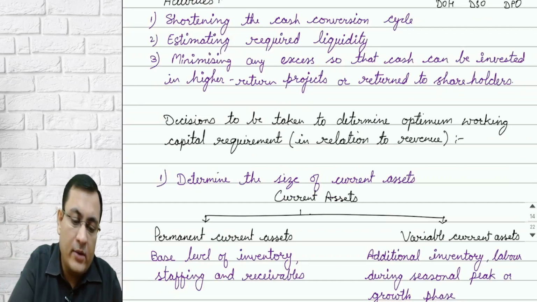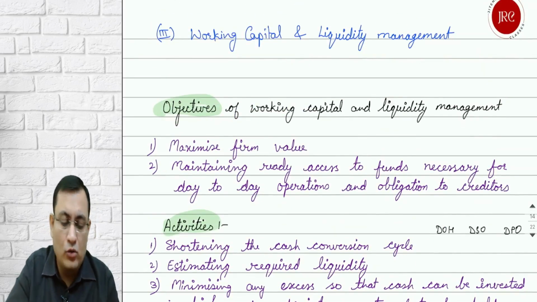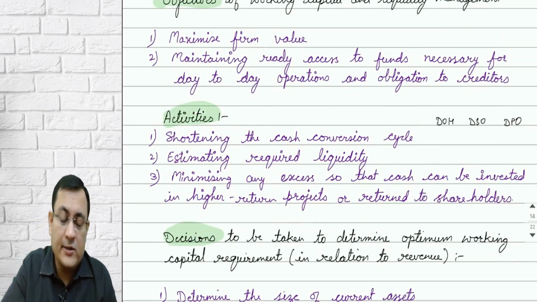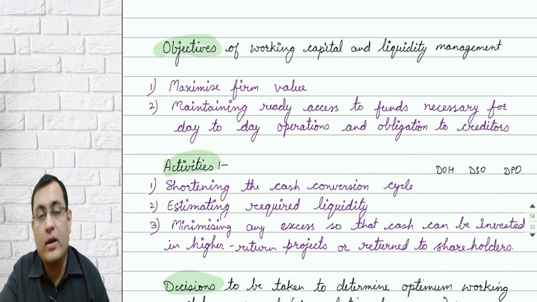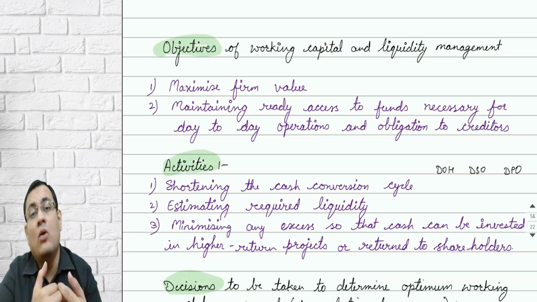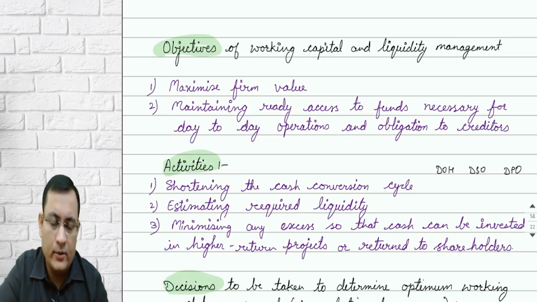So three things we are going to discuss first before going for the policies. First, what are the objectives, what activities we want to do, and what decisions we will be required to make. So first, the objectives related to working capital and liquidity management. Here the question which we may get is, they may give the situation and ask us to identify what type of policy we are following.